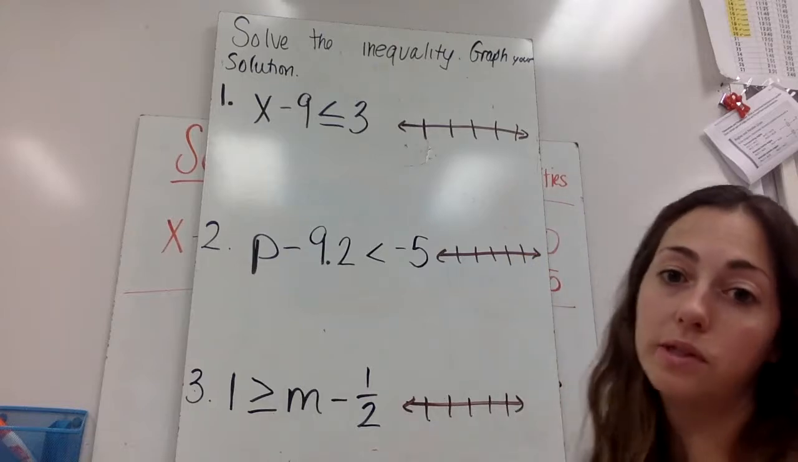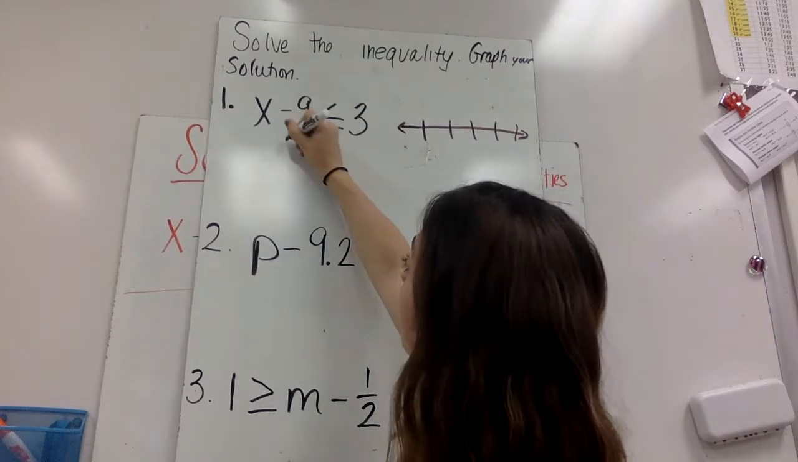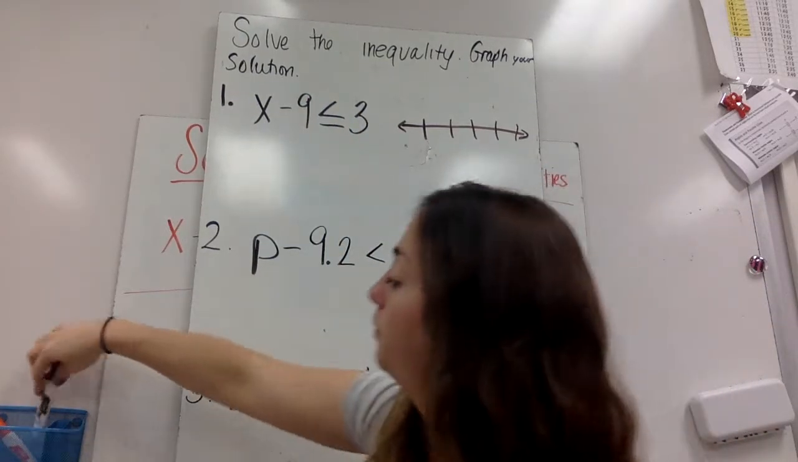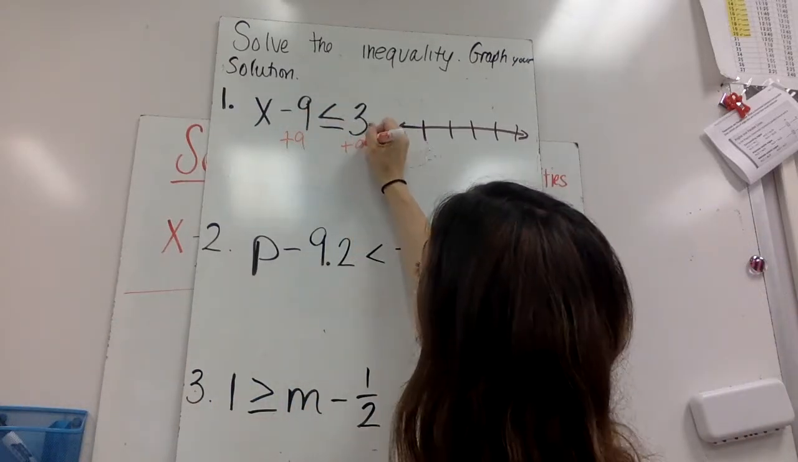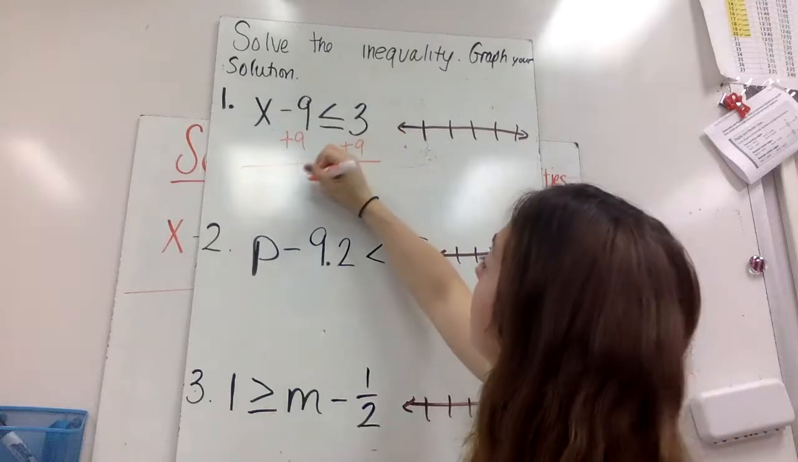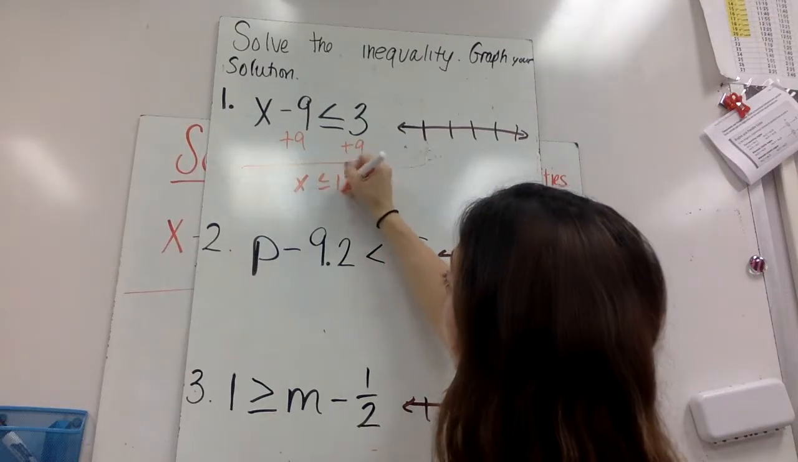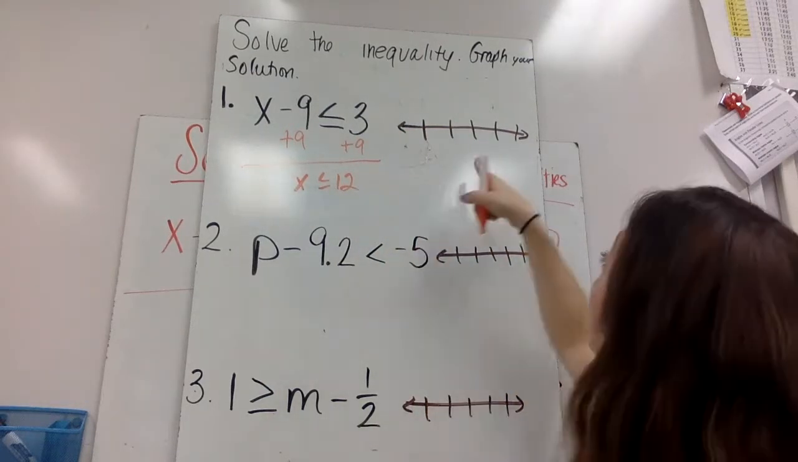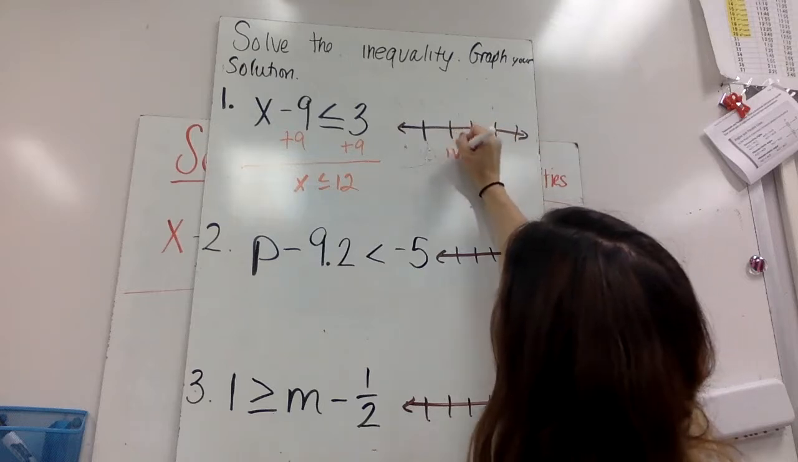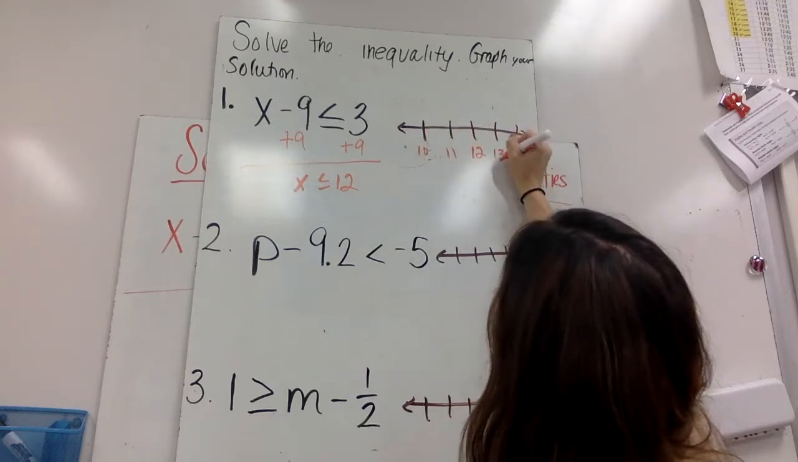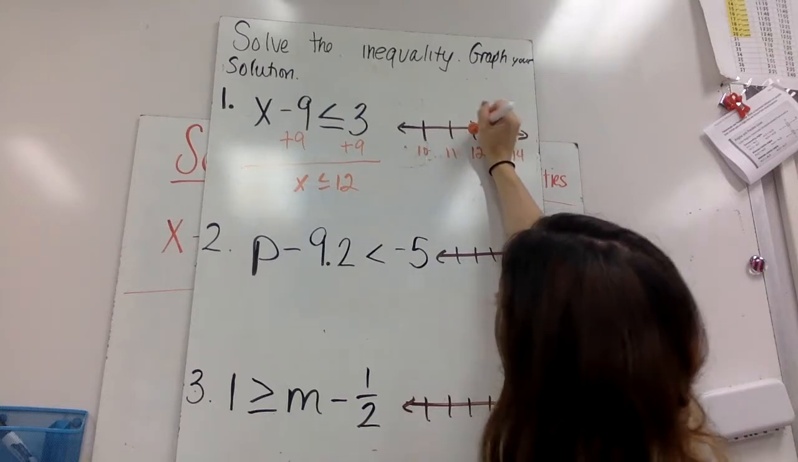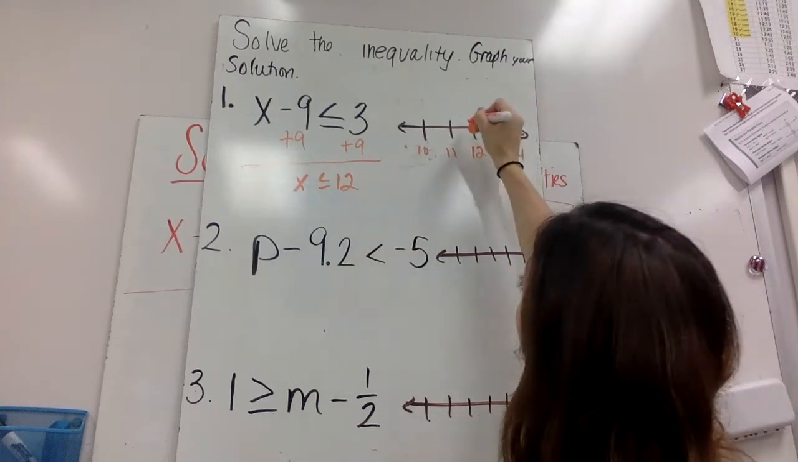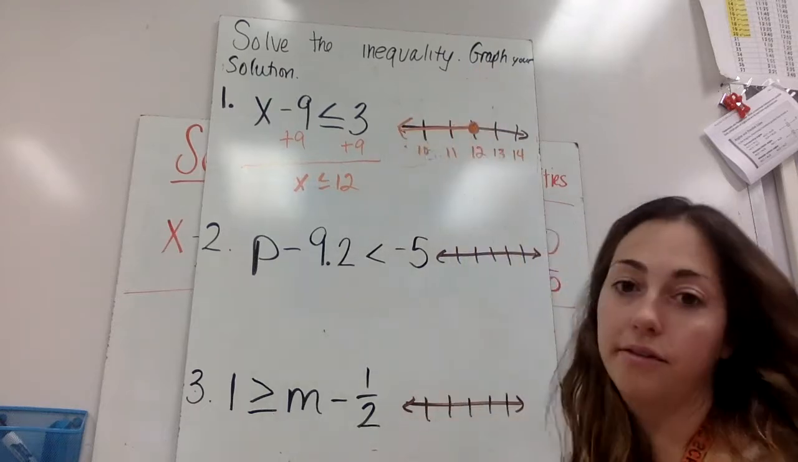All right, for this first one, I need to add 9. Let me use a different color. I'm going to add 9, and I get x is less than or equal to 12. So I place my 12 in the middle and add my numbers around it. It's equal to it, so it's a closed circle. It's less than it, so I go to the left.